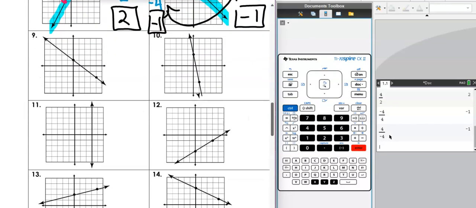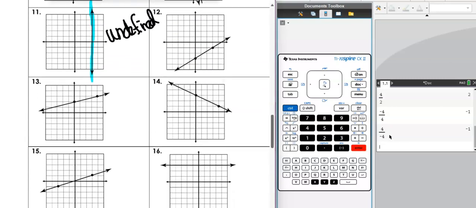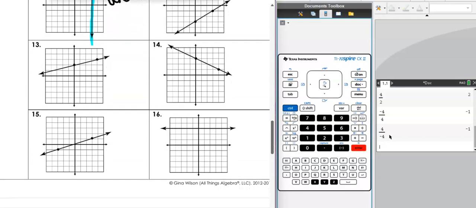Just to finish off, notice number 11 is a vertical line. So we should know by looking at it that the answer is undefined. And number 16 is a horizontal line, which means the slope would be 0 in this case.